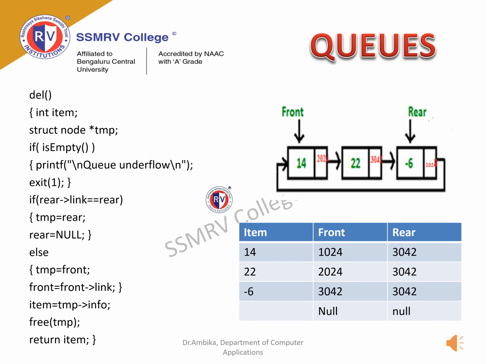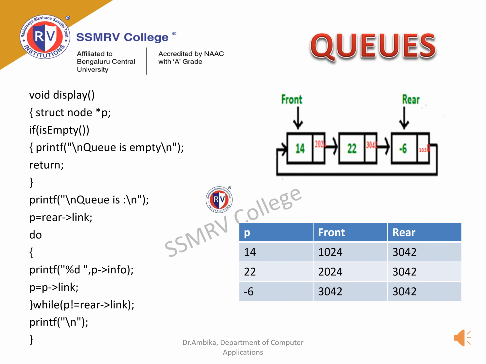TMP is initialized to front. That is, TMP will point to 1024 address. Front will point to the next available address, that is 2024. Item is assigned the value stored in 1024 address, that is 14. The same is returned to the main function. The memory location TMP is pointed to is deleted using free function.